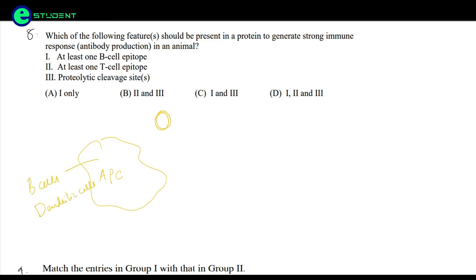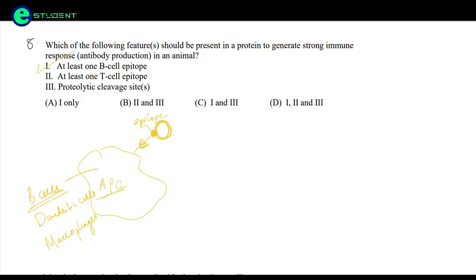dendritic cells, or macrophages. If this antigen has an epitope for this B cell, then only this antigen can come and bind here. So this must have an epitope for the B cell. At least one B cell epitope must be there.